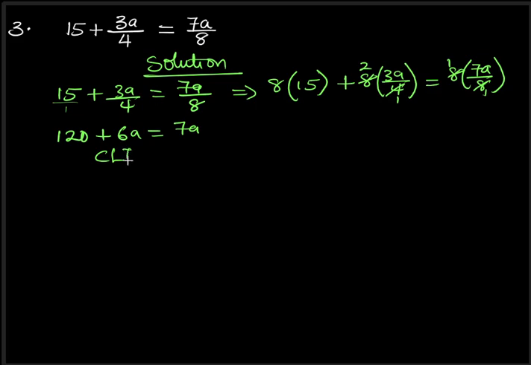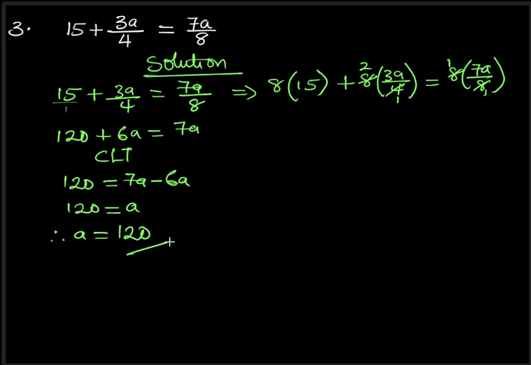So CLT, we have only one number which is on the left hand side, so we'll leave the number on the left hand side, and that will give us 120 equal to 7a minus the plus 6a will turn to minus 6a, and then we have 120 equal to 7a minus 6a, that will give us 1a, which is the same thing as a. Therefore our a is equal to 120. Okay, so that is what we get. That is how we remove fractions.